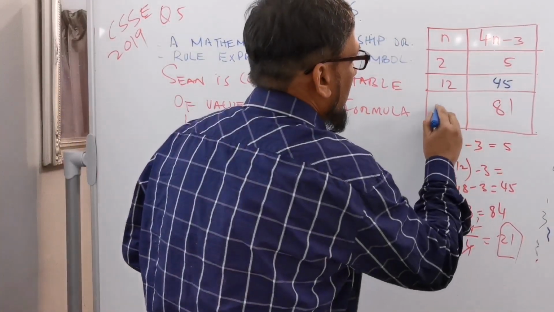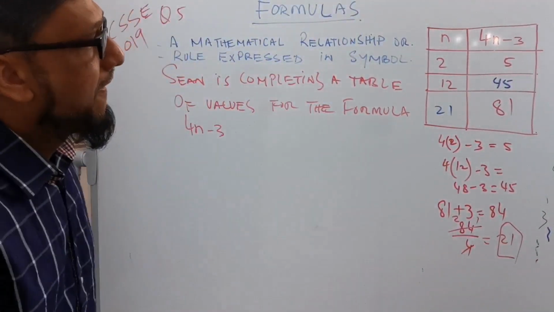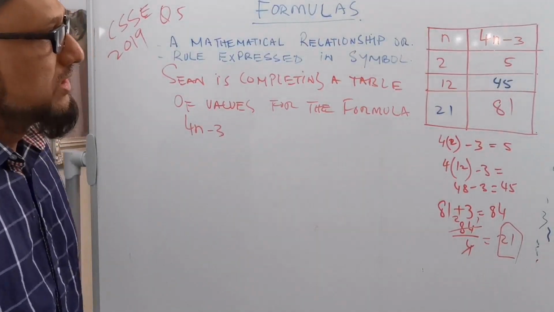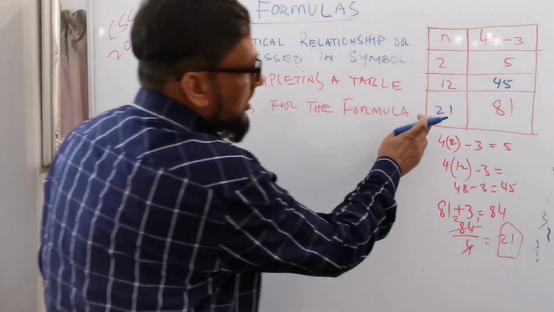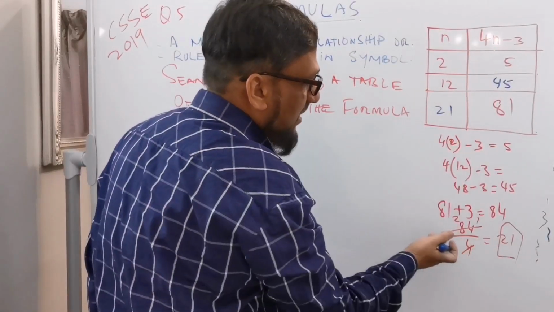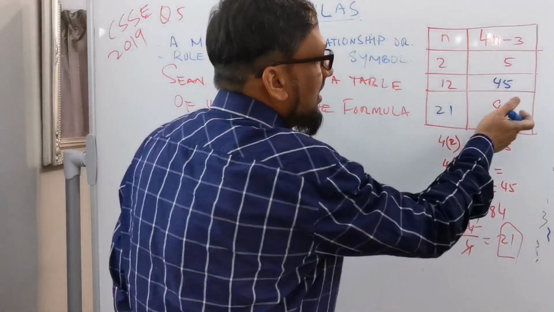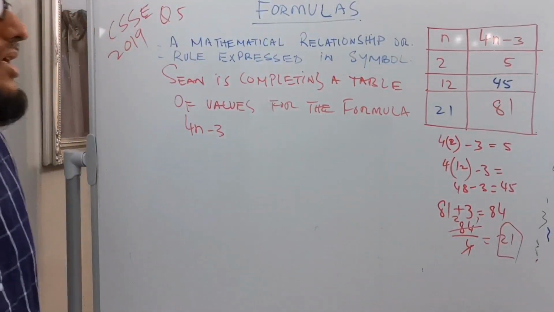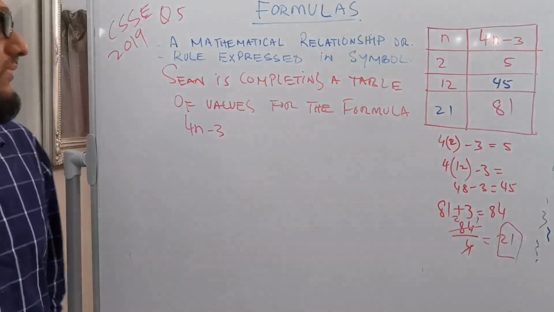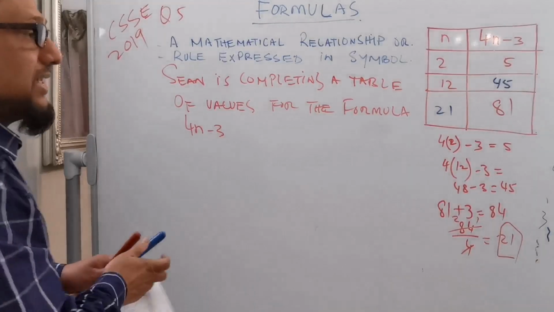Okay. So you completed this table. If you put 21, 20 times 4 is 84, and 84 minus 3, the answer is 81. So you can verify your answer as well. Now let's move on to part A.